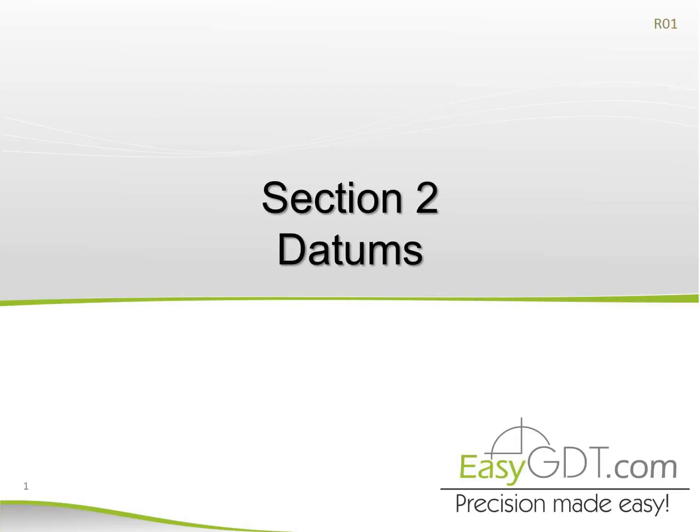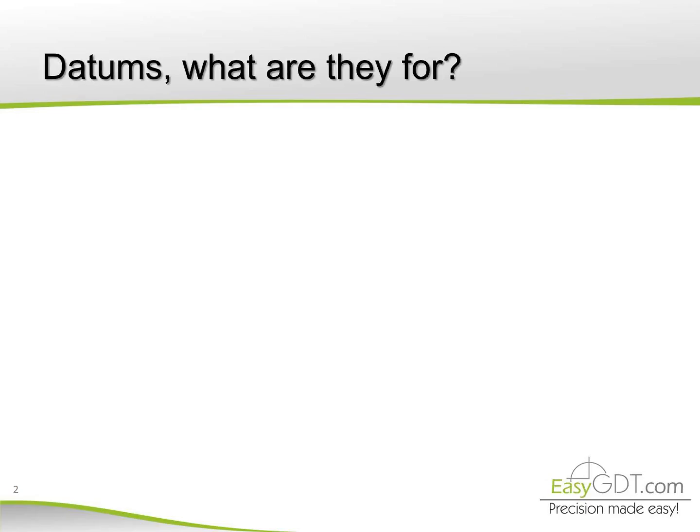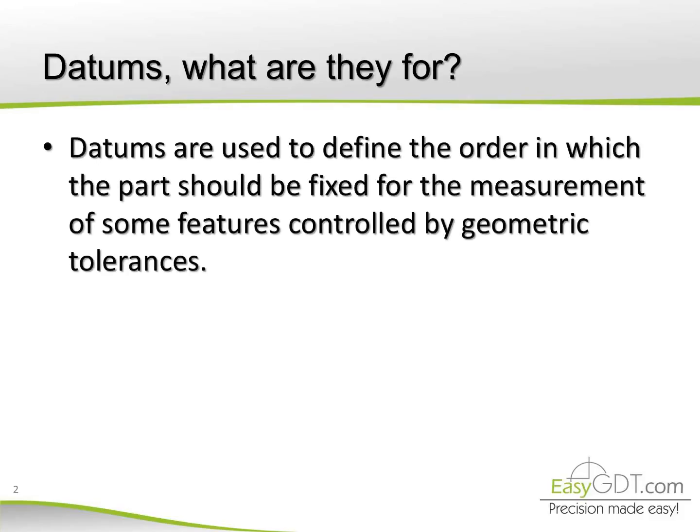Now we'll talk about a very important part of the GD&T, datums, which are very useful to fix the part to be measured in a predefined manner. Datums. What are they for? Datums are used to define the order in which the part should be fixed for the measurement of some features controlled by geometric tolerances.